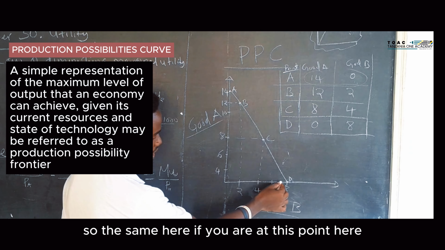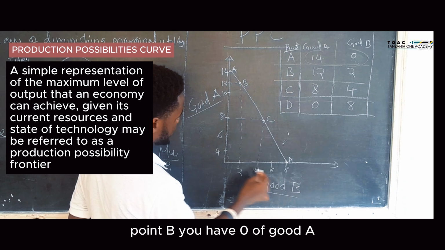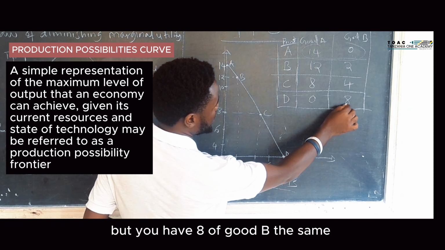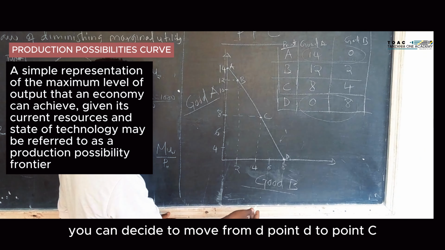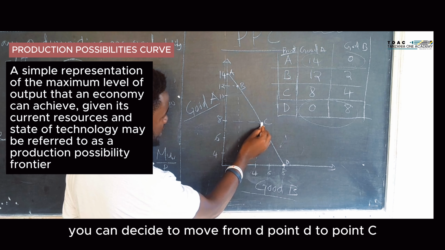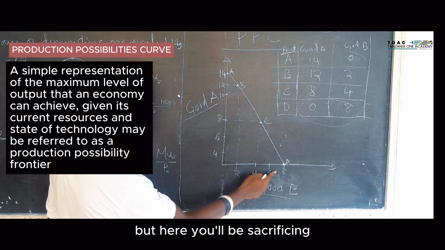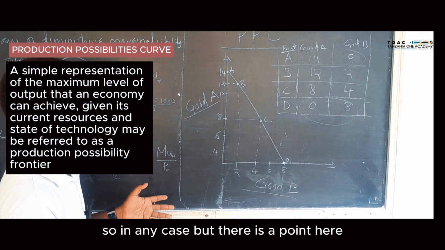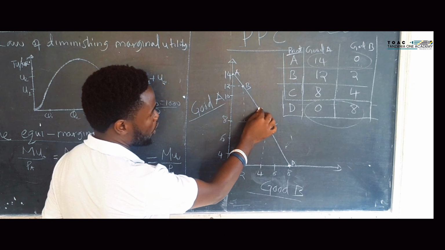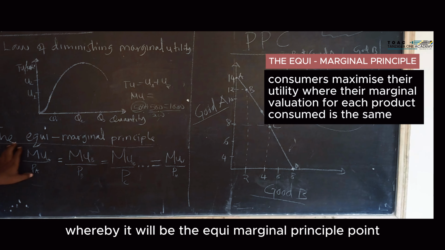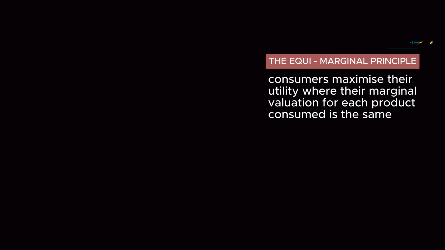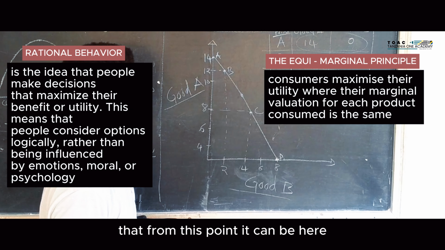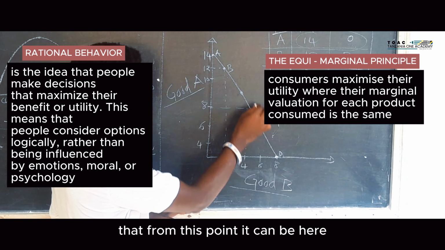So you must sacrifice one so that you can gain the other. The same here, at point B, you have 0 of good A, but you have 8 of good B. The same, you can decide to move from point D to point C, but here you'll be sacrificing good B to increase good A. In any case, there is a point here whereby it will be the equi-marginal principle point.